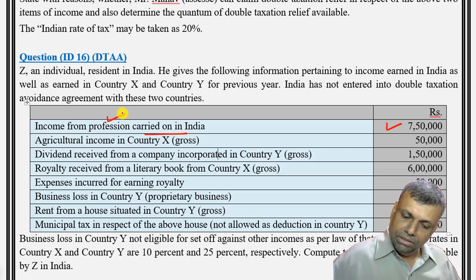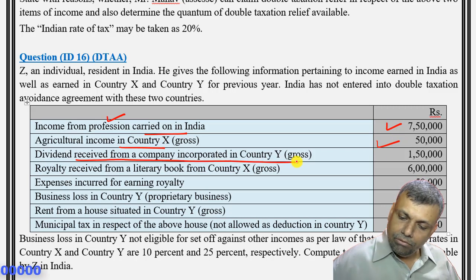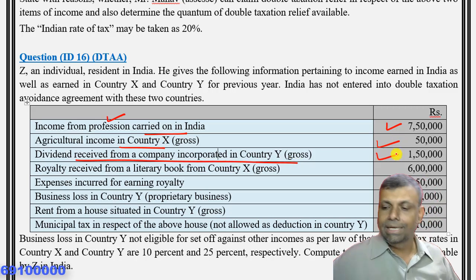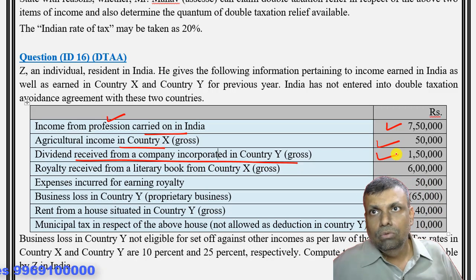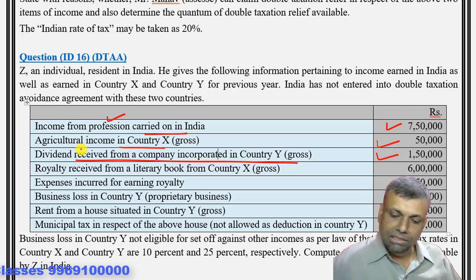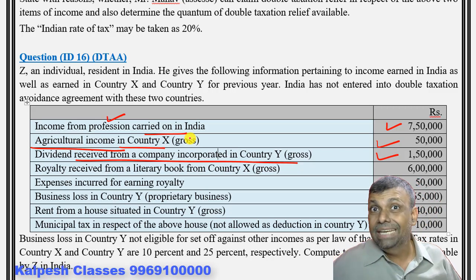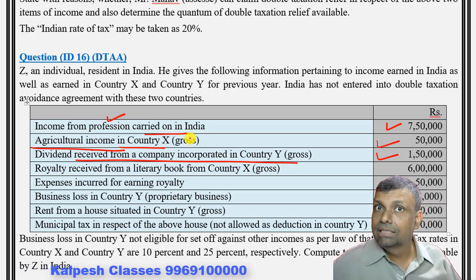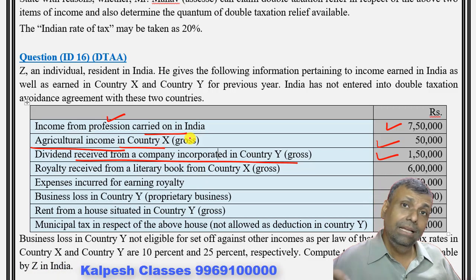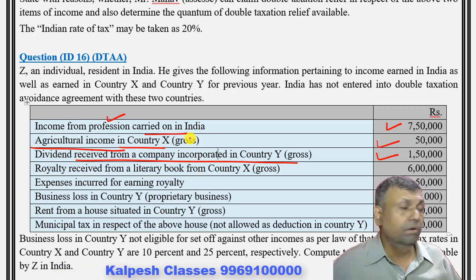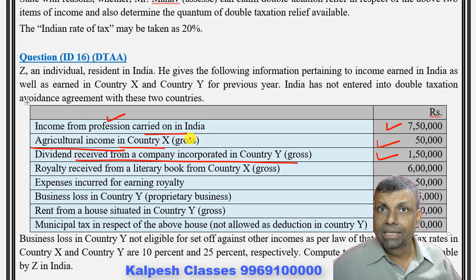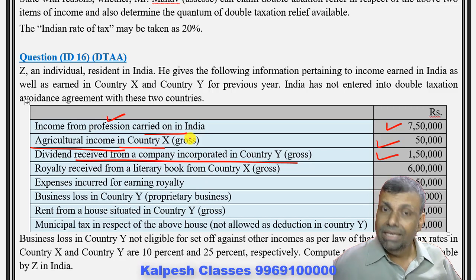Income, business income, profession in India. So this will of course be taxable in India. Agriculture in country X will be taxable in India. Dividend will also be taxable in India. Now, two things let me tell you very precisely. That agricultural income from a foreign country is taxable in India. See, Indian agricultural income is exempt in India. However, the agricultural income from the foreign country is not exempt in India. That means it will be taxable in India.